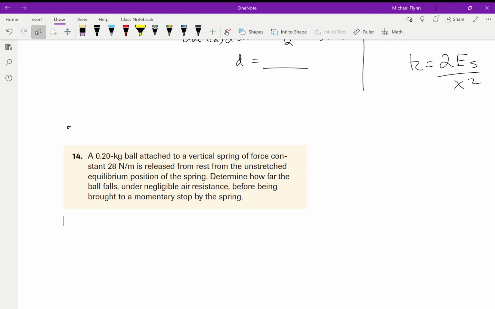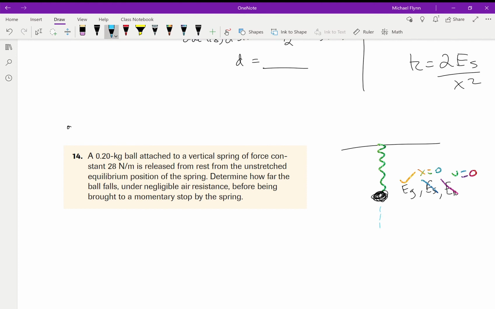You're dropping it, right? So here's your spring, here's your ball. It's not stretched at all, so x equals 0 here. Again, we'll go EG, ES, and EK. At the top, surprise, surprise, those two are 0 because x is 0 at the top and v is 0 at the top because it's dropped from rest. So you only have one kind of energy at the top, gravitational potential.